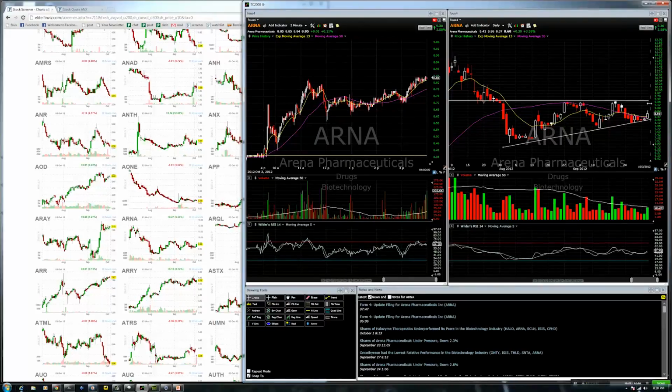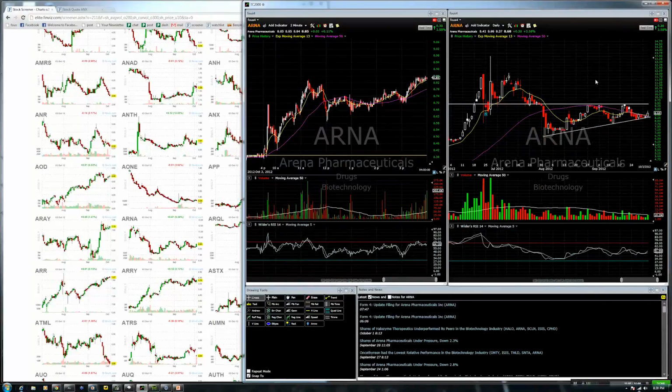So basically what I'm hoping for on ARNA is that we can continue to grind this support level and potentially break out above this neckline above 942 and potentially head towards $10 or higher. So that's, you know, great looking chart here on ARNA. Definitely interested in that trade.